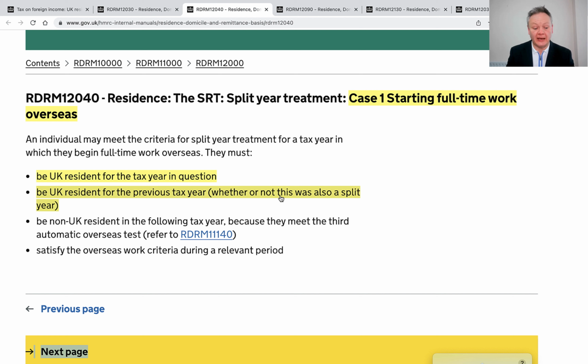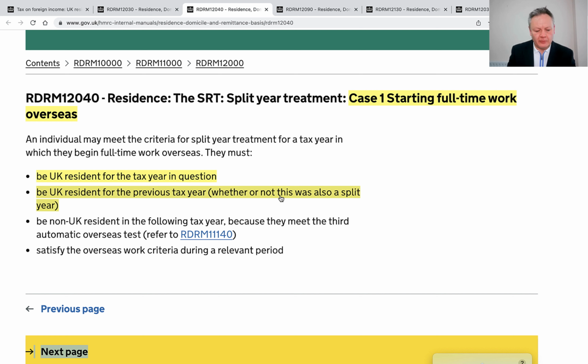The first one being you were UK resident for the year in question. So you need to be in the year. Were you a resident at some point in that year? Well, yes, you were, because you're looking for that split year. You're looking to disconnect. So I've been resident from the 6th of April to the end of July, but I start my job, let's say, in August. Okay, so I was resident in the year in question because of what I've just said.